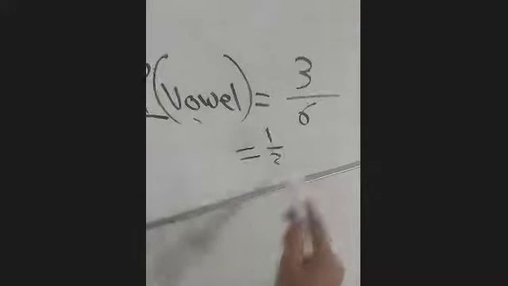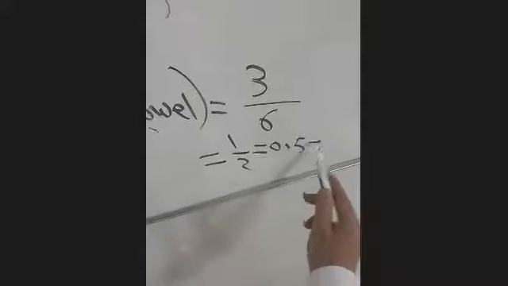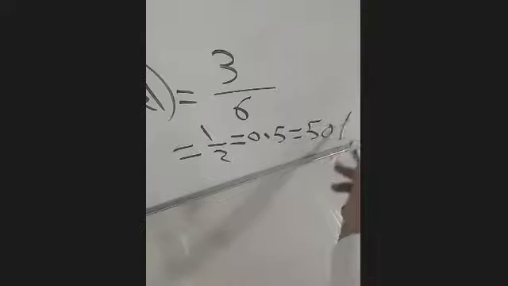This is 3 over 6. It's half, 1 over 2. It is half, divided by 3. If you wanted a decimal, 0.5. If you wanted a percent, 50%.